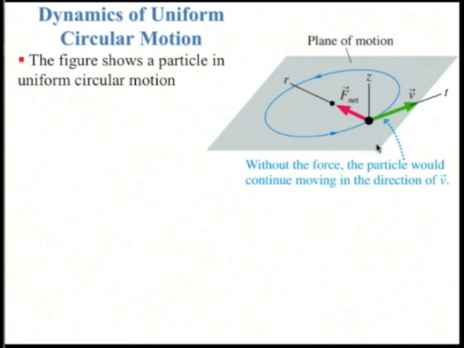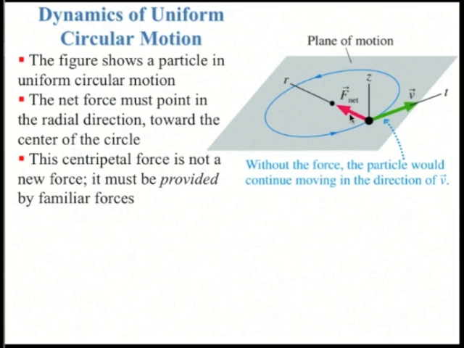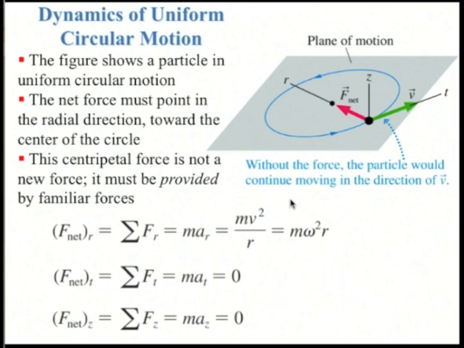This figure shows a particle in uniform circular motion. There's a net force in the r direction, pointing towards the center of the circle. This centripetal force is not a new force, it must be provided by familiar forces we already have from previous chapters. And here are the components. The net force in the r direction is m times a, which is m v squared over r. Or in terms of omega, it's m omega squared times r. The net force in the t direction is 0, so it's not speeding up or slowing down. And the net force in the z direction is 0, it's not going up or down.